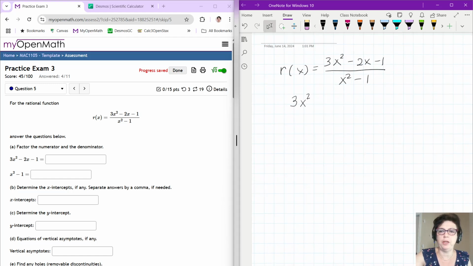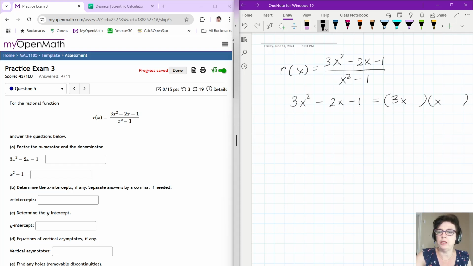So here I have 3x squared minus 2x minus 1. And in this case, what I could do is just basically factor by trial and error. I'm trying to find two factors that would multiply to this. And because the coefficient of x squared is not equal to 1, it's going to be a little bit harder to factor, but there are not that many choices here, because this should be 3x and this should be x, because that's the only way you can get 3x squared.